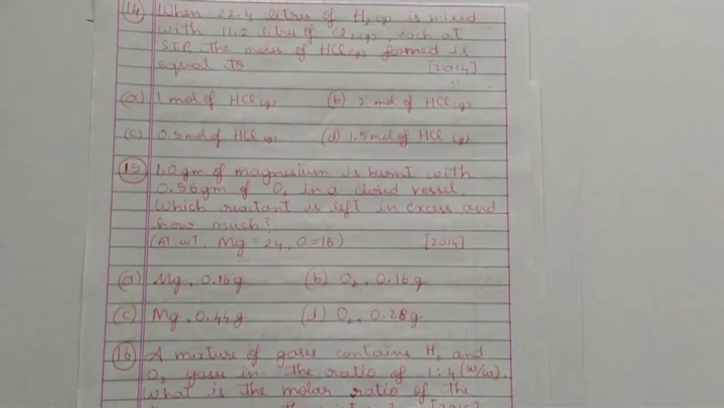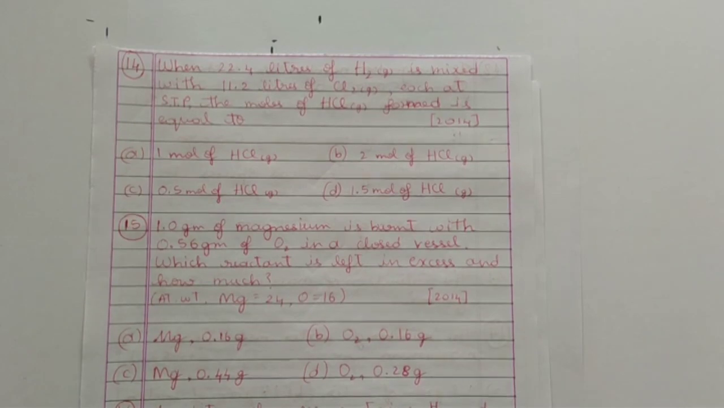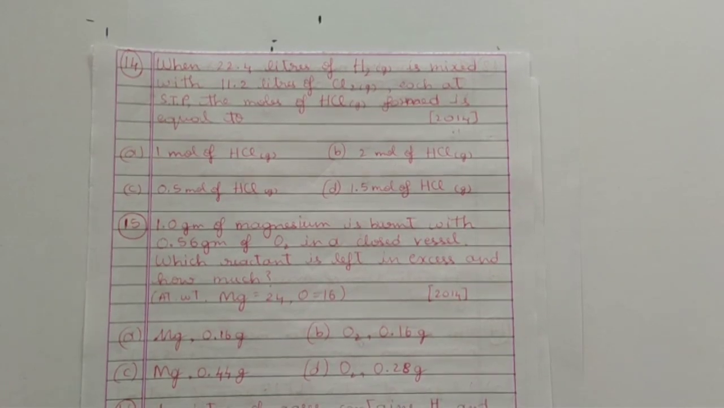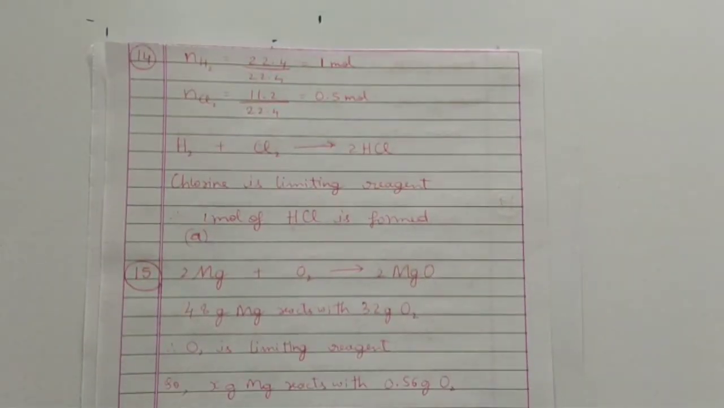Question 14. When 22.4 liters of H2 gas is mixed with 11.2 liters of Cl2, each at STP, the moles of HCl formed is equal to. Moles of H2 is equal to given volume by 22.4, which is 1 mole. Moles of Cl2 is equal to given volume by 22.4, which is 0.5 mole. We also know H2 plus Cl2 gives rise to 2HCl, where chlorine is the limiting reagent here because we have taken it in lesser quantity. Therefore, 1 mole of HCl is formed.